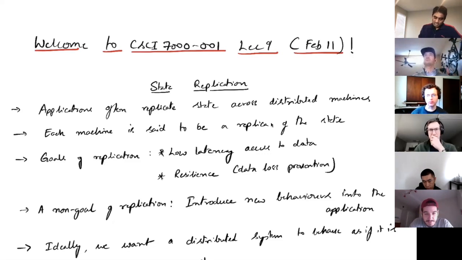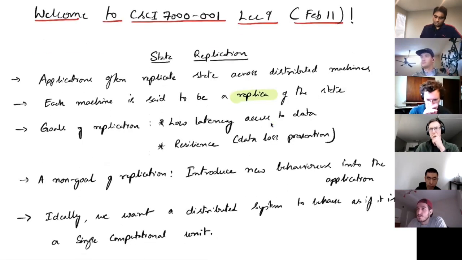Each machine, when you're replicating a state across a distributed system, is said to hold a replica of the state. So we often say that the machine is just a replica of the state. When you have three machines replicating the state of an application, we have three replicas of the application. And the goals of replication, as I mentioned, are low latency access to data and resilience, which is data loss prevention.